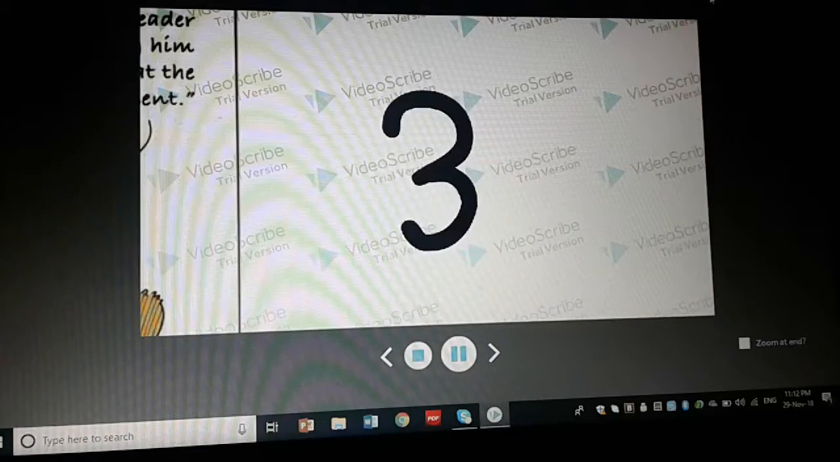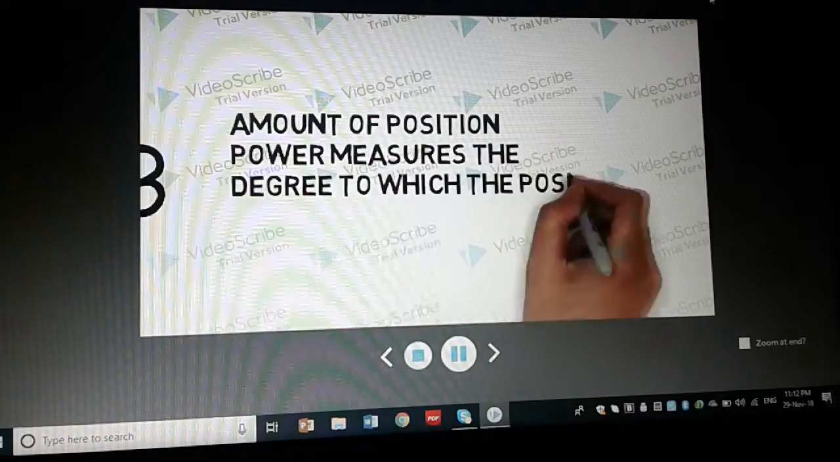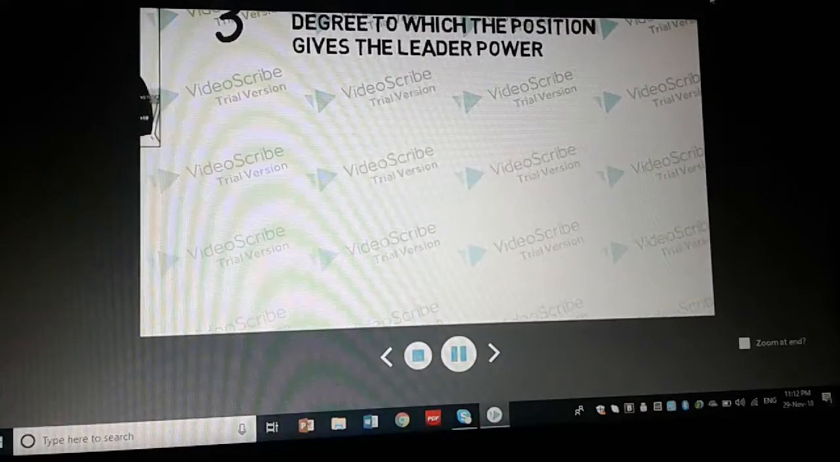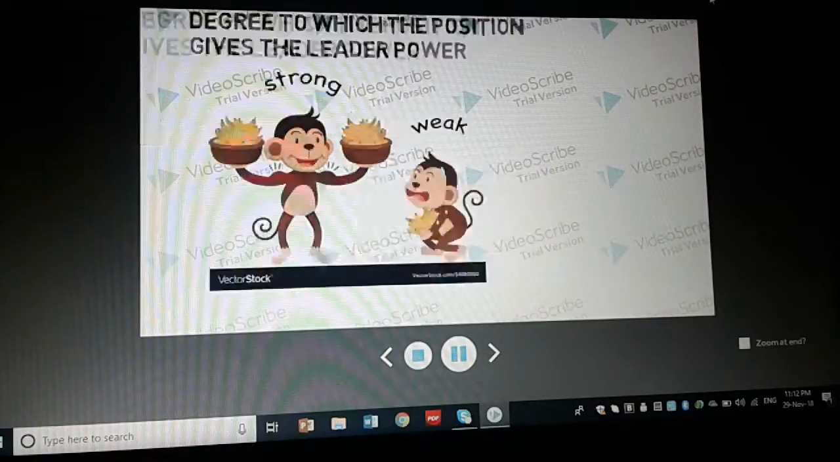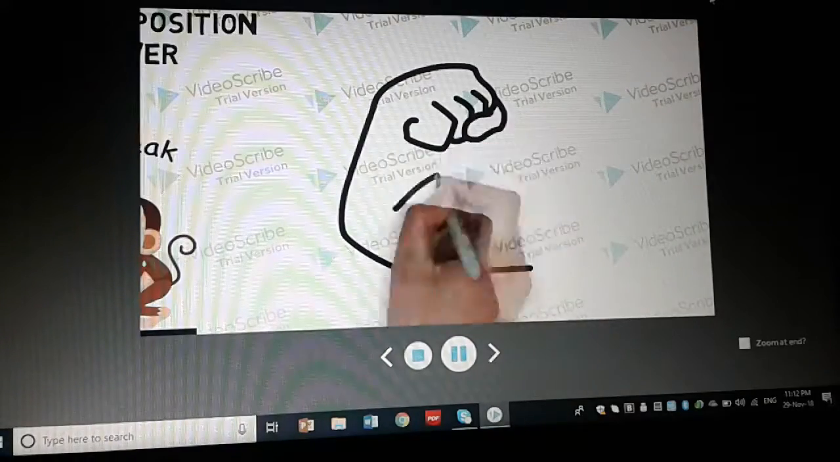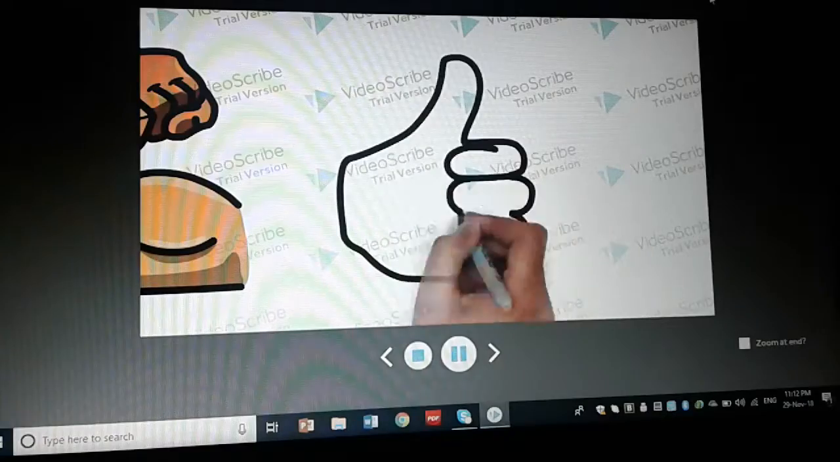And finally, the amount of position power measures the degree to which the position gives the leader power to reward and punish subordinates. Measure between strong and weak. This type of leader needs to know how much power they have over the team. The more power the leader has, the more favorable the situation is.